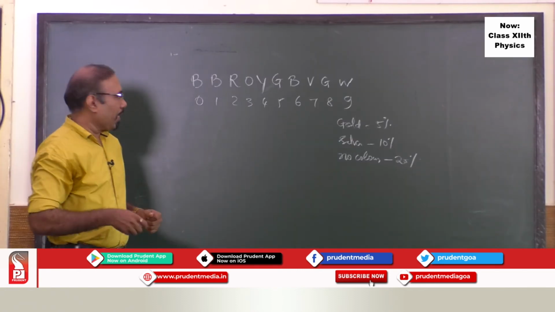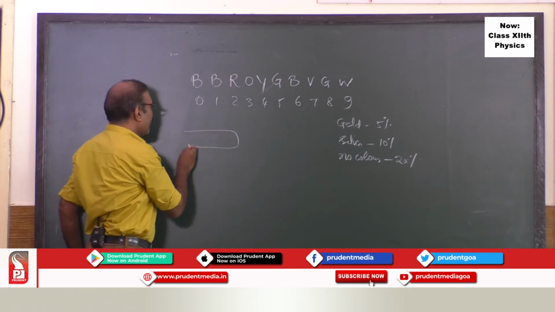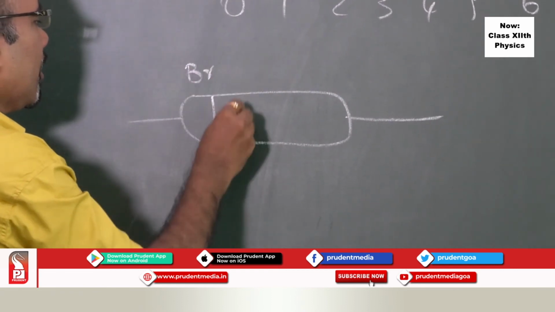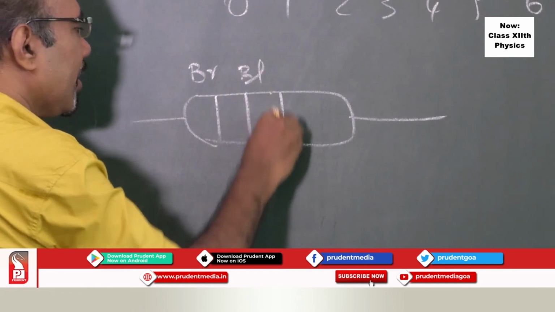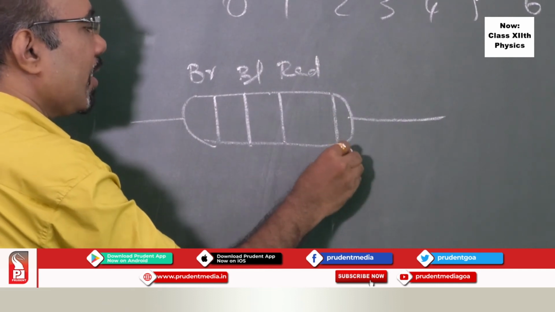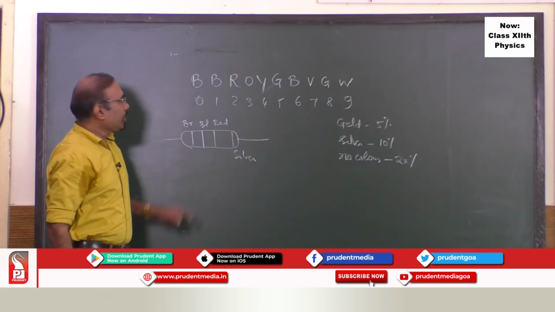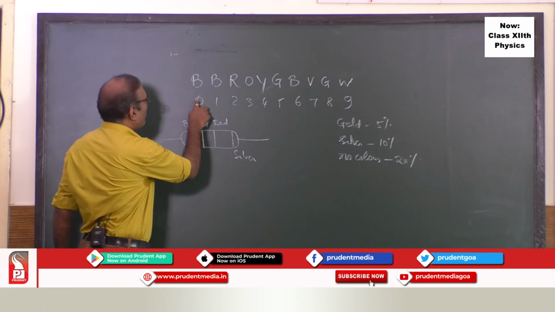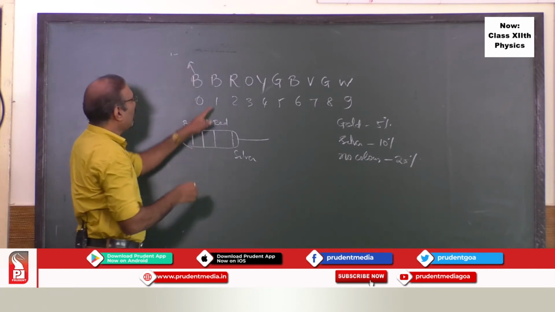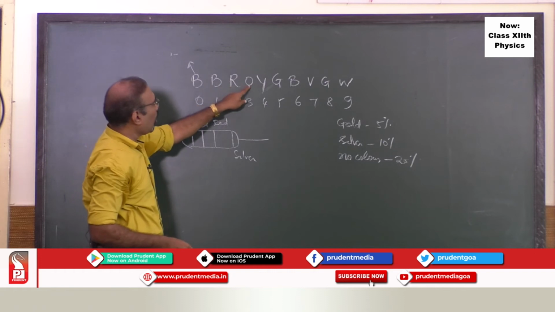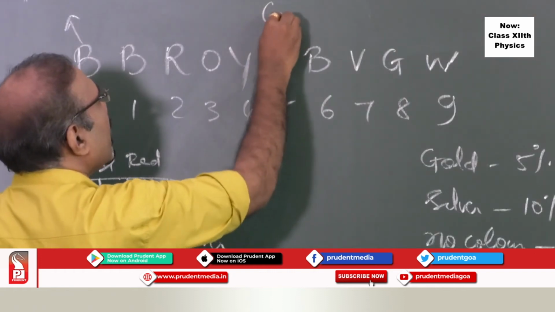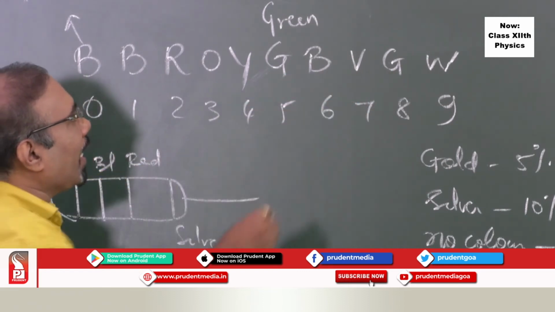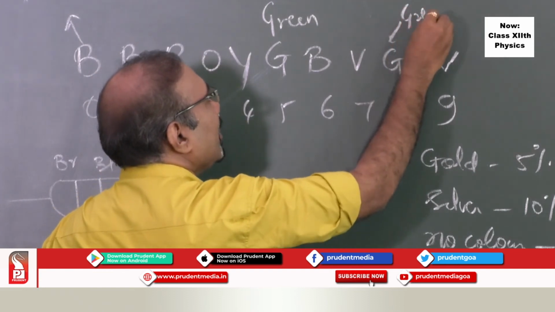Yes, let's work out an example. Suppose we have a resistor here with three bands like this. First is brown, second is black, third is red, and the fourth color is silver. This is the color code which you have to learn by heart. B is for black first, the second B is for brown, then red, orange, yellow, G for green, B for blue, V for violet, G for gray, and the last color is white.